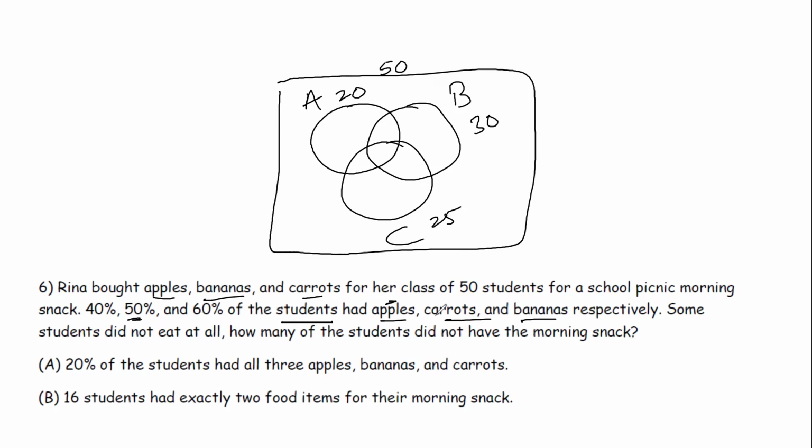So that information we have from the question stem. Some students did not eat at all. How many of the students did not have the morning snack? So we have to find N. 20% of the students had all three, apples, bananas, and carrots. So 20% is 10. From statement A and the question stem, we got this as 10, but it doesn't tell us anything about who did not have the morning snack. So A doesn't answer. So D doesn't answer.